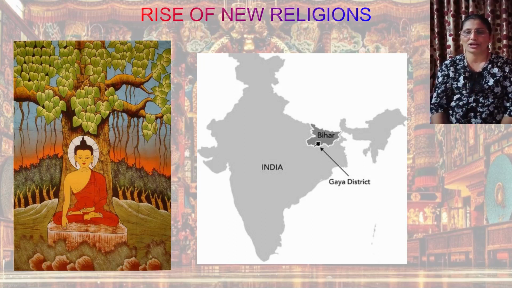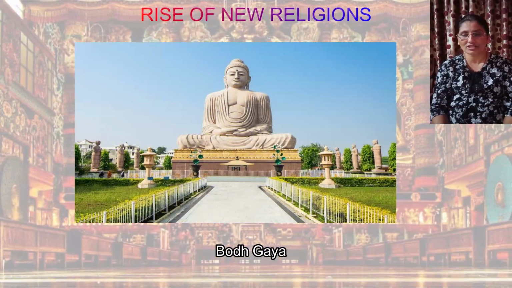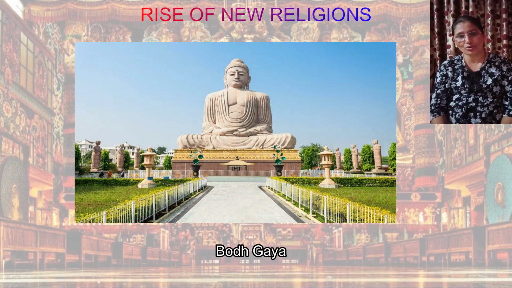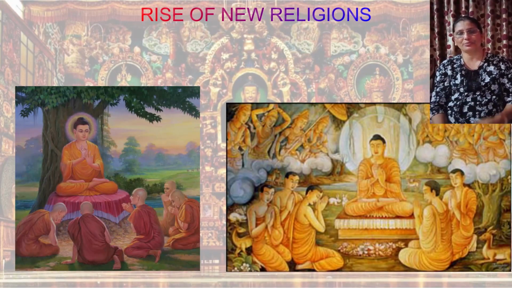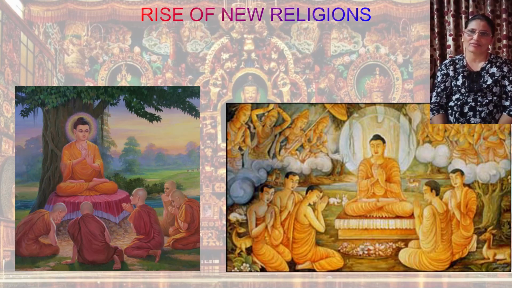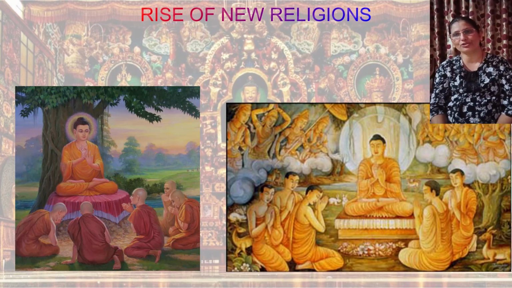Siddhartha became Buddha. Buddha means one who knows. After this, the place where Buddha sat for meditation came to be known as Bodh Gaya. Buddha started to preach and teach his ideas and thoughts to his five disciples at Sarnath near Varanasi of present Uttar Pradesh for the first time.